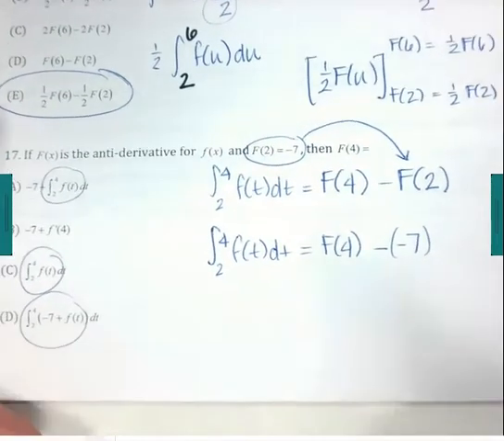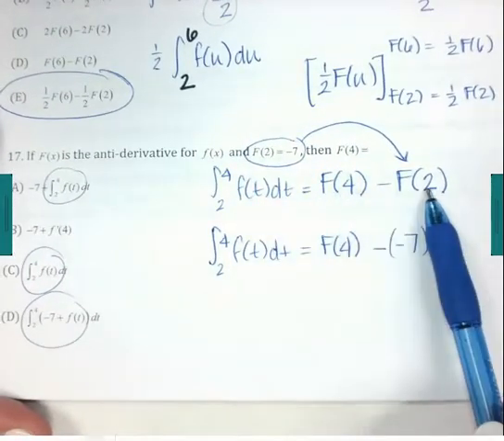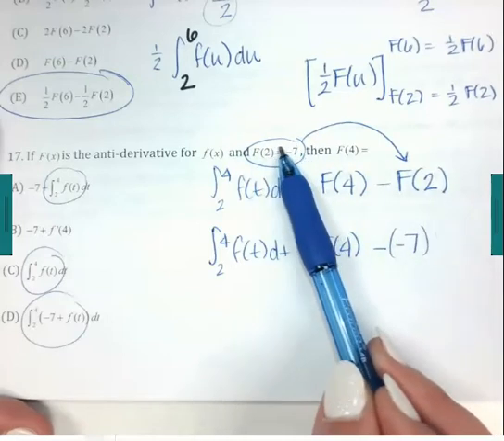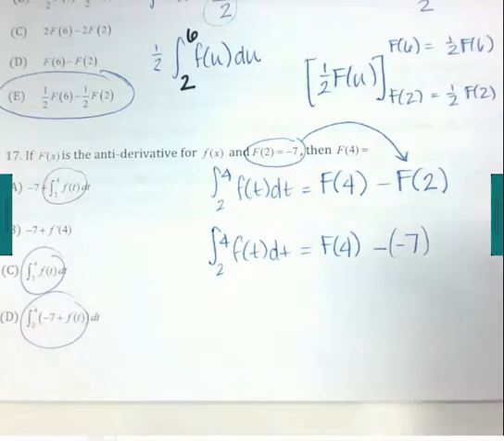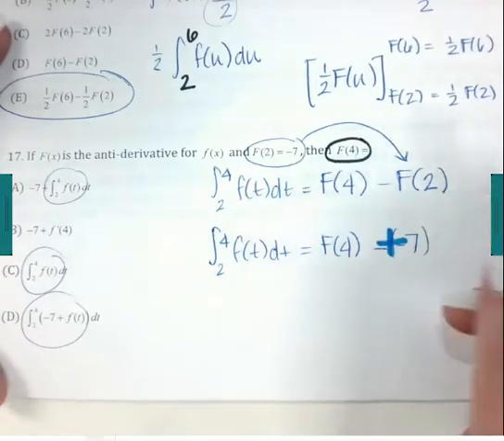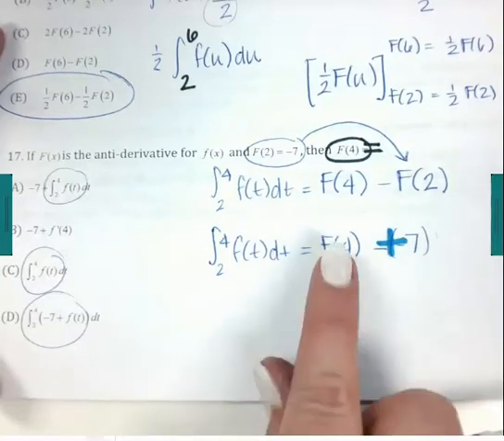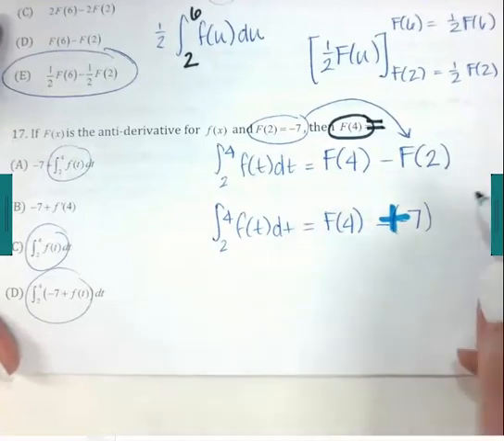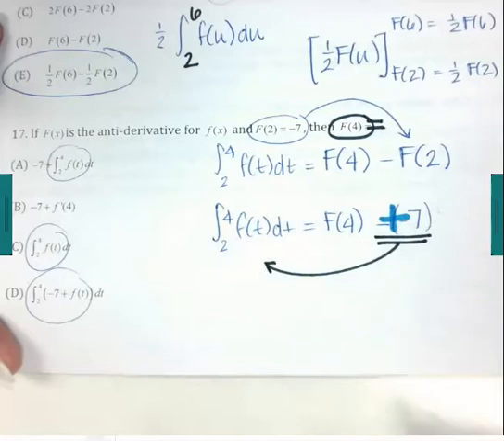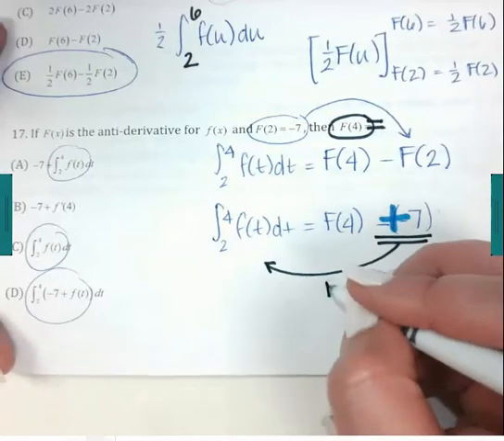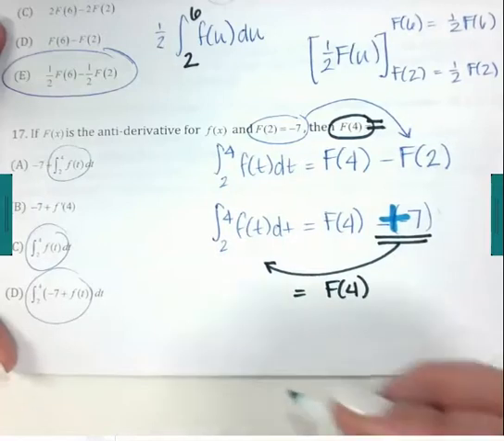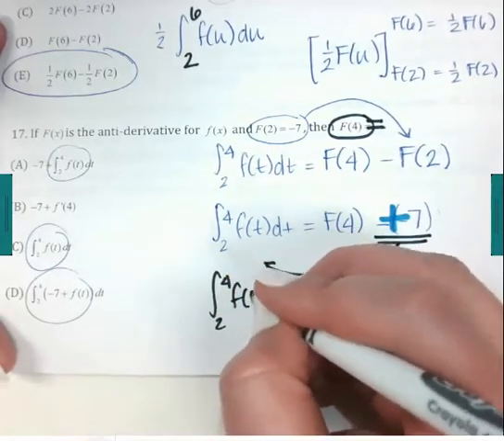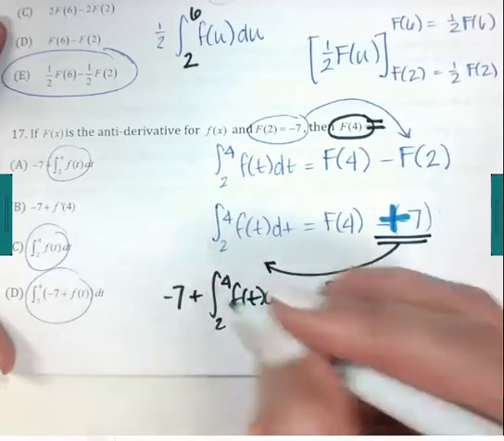Okay, so we're just kind of trying it out. So I know the integral of little f is capital F of 4 minus capital F of 2. They told me capital F of 2 is negative 7, which means that this is really a plus. Okay, what are they asking me to solve for in the equation? I want to know what f of 4 equals. Well, if I want f of 4 by itself and there is a plus 7 on its side, how do I move this plus 7 across so that f of 4 is by itself? I'll minus it across. So I'll have my integral 2 to 4 of f of t dt, and then I'll have a minus 7 in front of that.